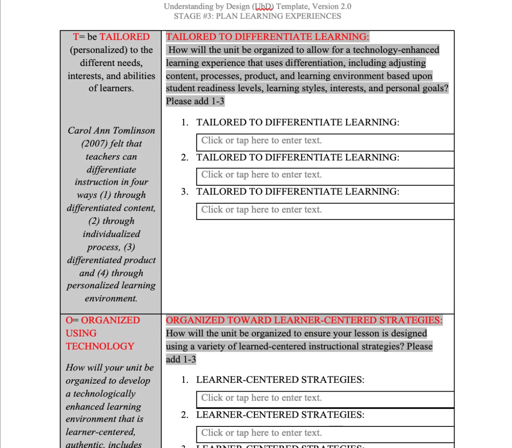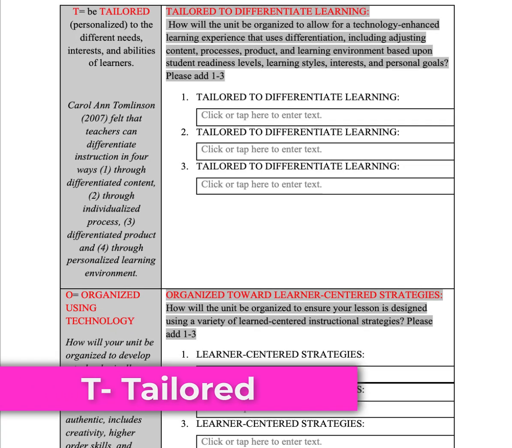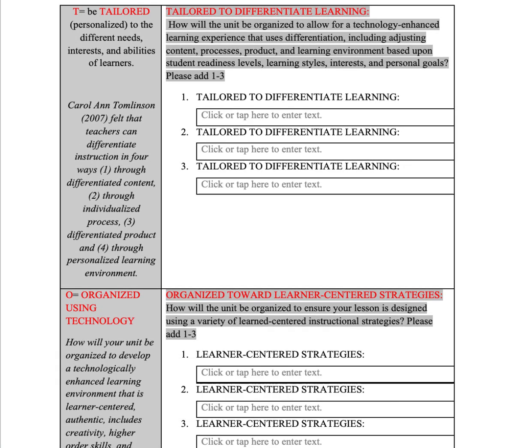In the next part of the template, we'll discuss the T of the WHERETO acronym, which stands for tailored. The learning plan needs to be personalized in order to fit the different needs, interests, and abilities of all learners. There are a few different ways that you can do this. Consider how you will organize this unit in order to enhance learning experiences that use differentiation and how you might adjust content or processes, products, or personalize the learning environment based on the student's needs in this part of the template.